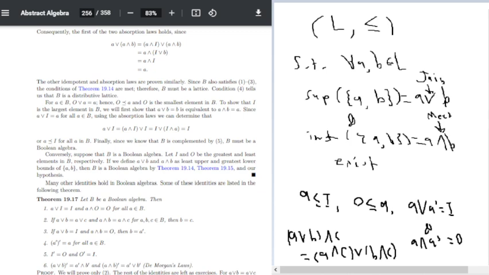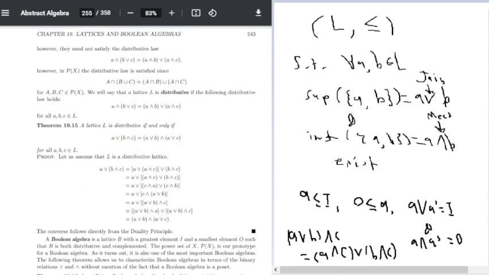Conversely, suppose that B is a Boolean algebra. Let I and O be the greatest and least elements respectively. If we define A join B and A meet B as the least upper and greatest lower bounds of A and B, then B is a Boolean algebra by theorem 19.14, theorem 19.15, and our hypothesis. Okay. Many other identities hold in the Boolean algebra.